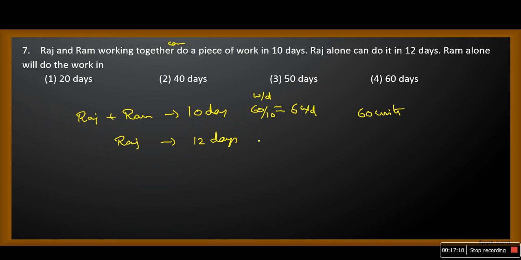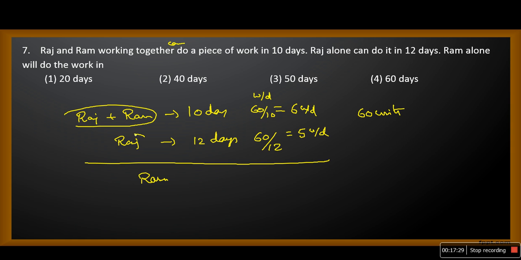If Raz alone works, he can complete the 60 units in 12 days. Per day Raz will do how many units? 60 by 12, that is nothing but Raz will do 5 units per day. Now listen carefully. If Ram alone works, this is the efficiency of Raz and Ram, this is the efficiency of Raz. If you deduct the efficiency of Raz from that of Raz and Ram, you will be left with Ram's efficiency. Is it clear?